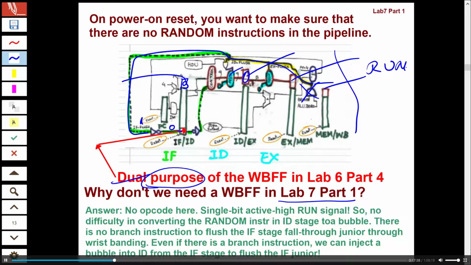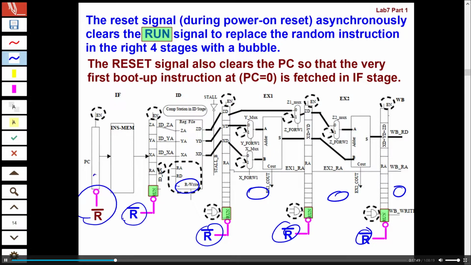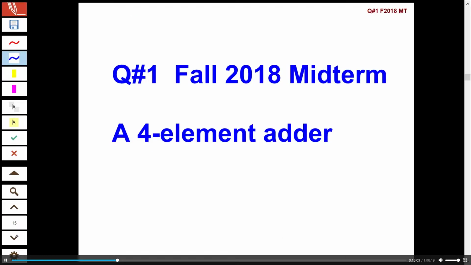So on the next page, we have this. This asynchronously makes sure that these are bubbles. And this asynchronously clears so that the very first instruction in the boot up code is fetched. So the run signal, since there's no opcode, and the control signals are available right here as part of the instruction itself. Okay, next.